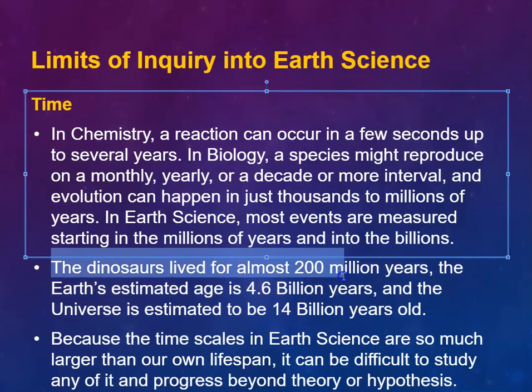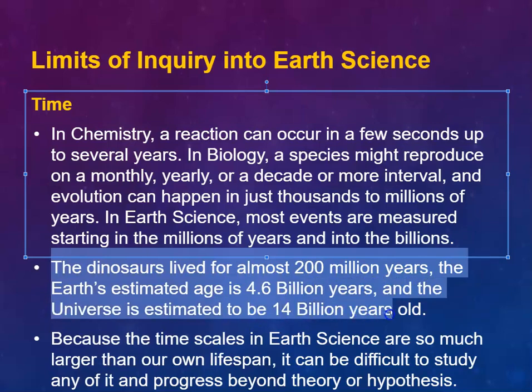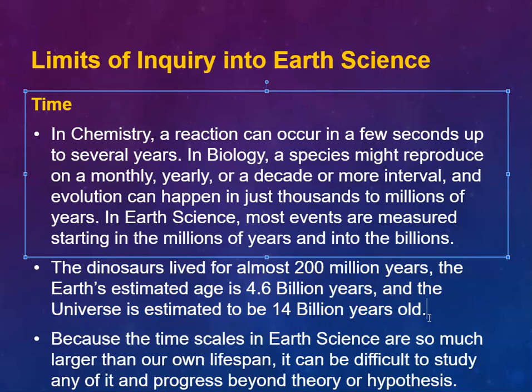Dinosaurs lived for almost 200 million years. That's a long time. Earth's estimated age, 4.6 billion years. And the universe itself is estimated to be 14 billion years old. And because the timescales in earth science are so much larger than our own lifespan, it can be possible to study any of it and not progress beyond theory or hypothesis. So let's take an example.